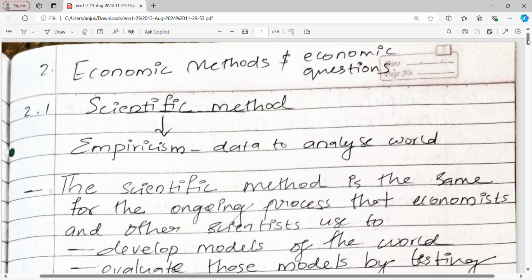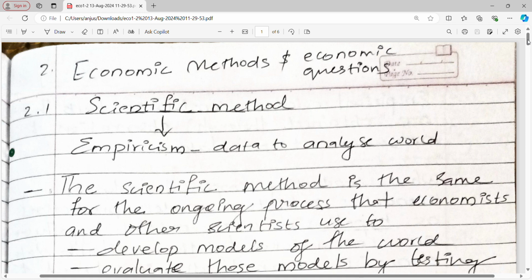Greetings everybody. So in this class we'll be continuing with the microeconomics textbook of Daron Acemoglu, David Laibson, and John List. The first 10 chapters of this book are the syllabus for economics major students of Delhi University, semester 1.